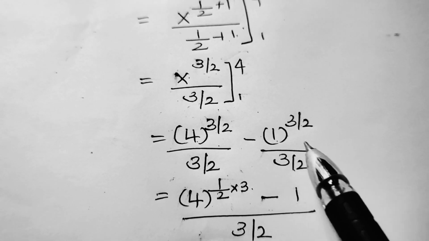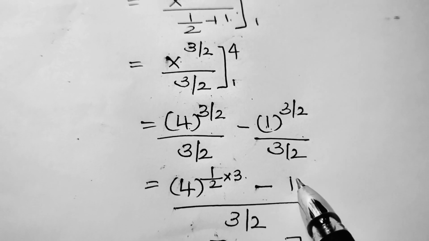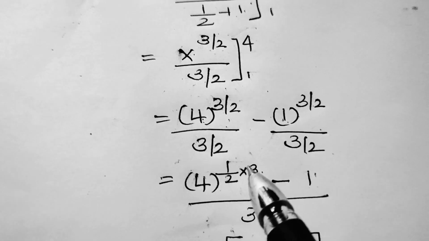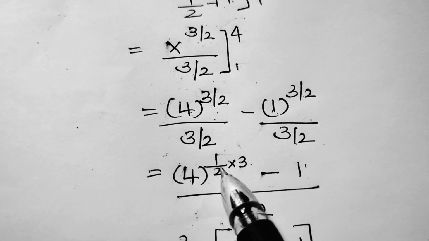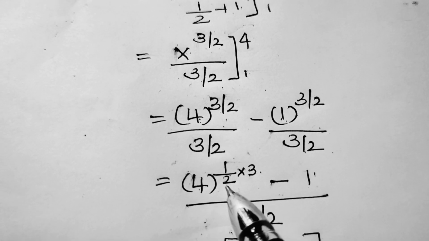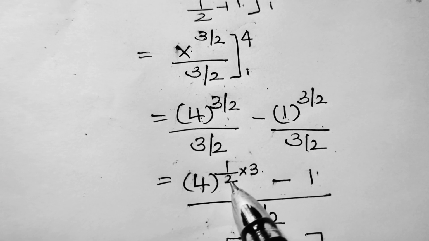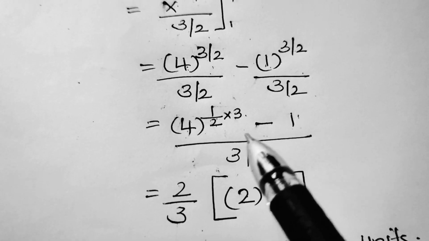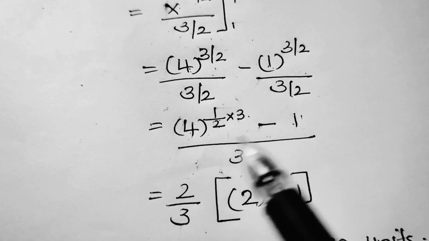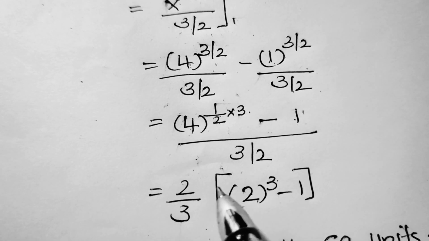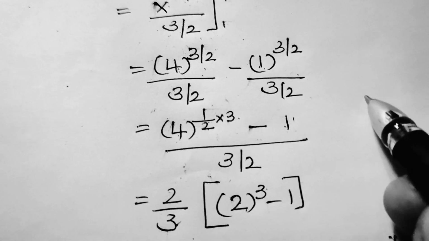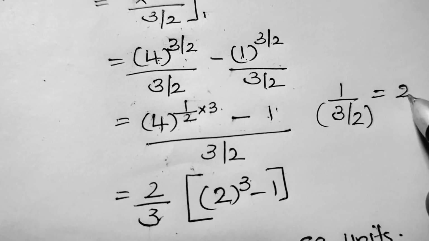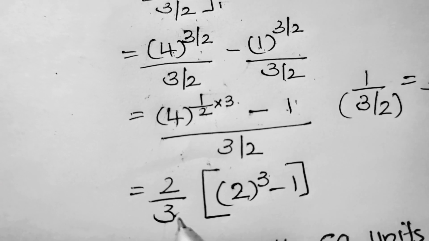Now we know that 1 raised to any value is 1 itself. But what about 4 raised to 3 by 2? We can write it as 4 raised to 1 by 2 into 3. That is 4 raised to 3 by 2 itself, right? Okay. 4 raised to 1 by 2 means what? Square root of 4. What is square root of 4? That is 2. So we can write 2 raised to 3 minus 1. So this 3 by 2 is common, right? So we can take it outside. So 1 by 3 by 2 can be written as 2 by 3, right? So we wrote it like that.